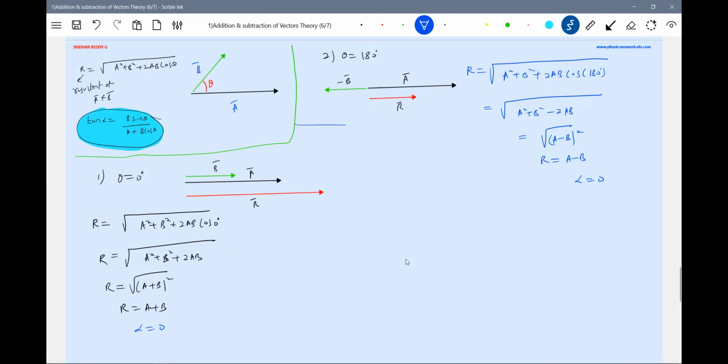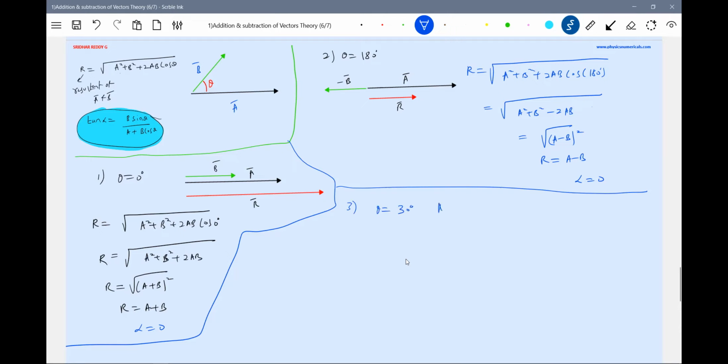Okay, that was the second situation. The third case, we'll analyze the third case. Third situation: let theta equal to 30 degrees and let A equal to B. What about the resultant? So we'll take help of the formula. Here A equal to B, both are having the same magnitude, and the angle between the vectors is equal to 30 degrees.